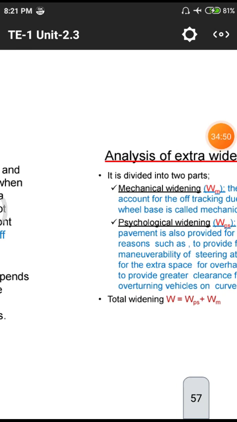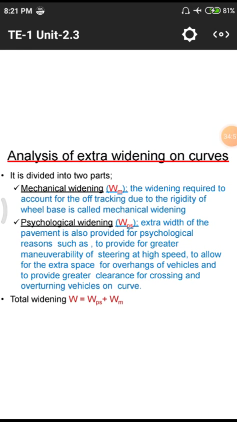Next one is the extra widening of curves. How are they divided? Mechanical widening and physiological widening. Already these things are discussed. This is another PPT having a huge amount of matter on those particular diagrams. The total widening depends upon these two factors, both mechanical widening and physiological widening.